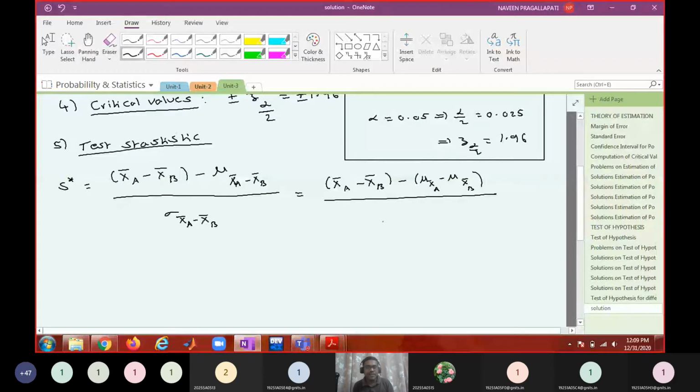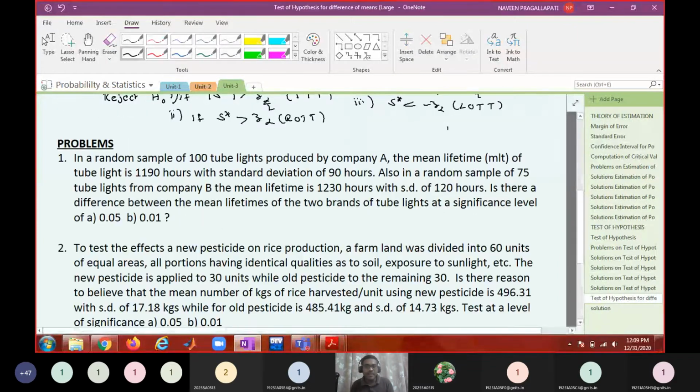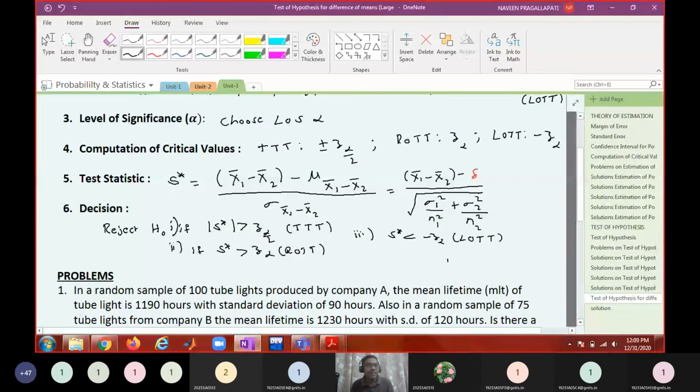this is nothing but the root of sigma A square by N1. Is this N1 or N2? Let me check. This is N1 only. Did I write N1 square? Yes, sir. Correct. Please correct it. Sorry for the mistake. This is only N1, and N2.